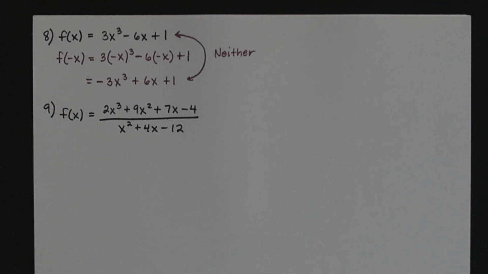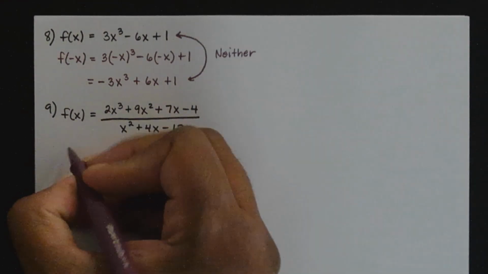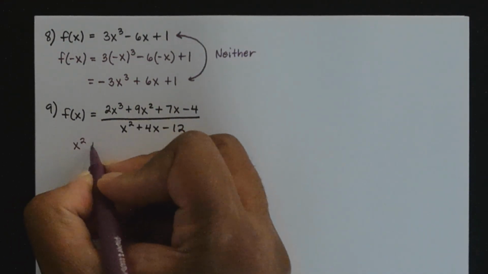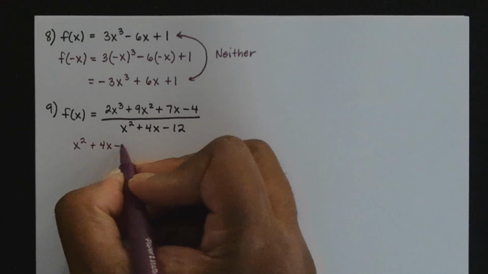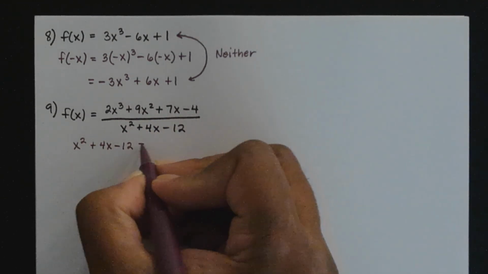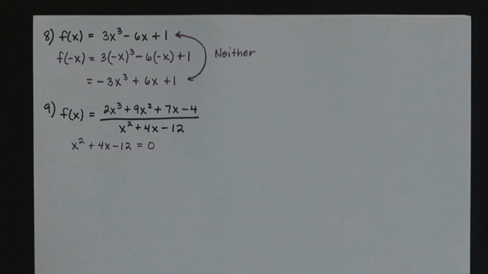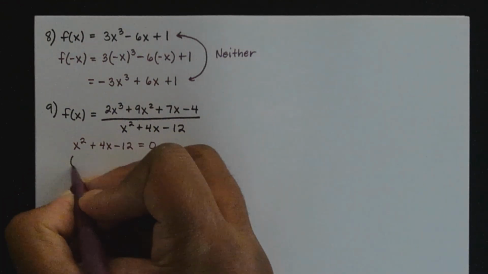So what I need to do here is take that denominator, which is x squared plus 4x minus 12. I'm going to set that equal to 0 because I want to find out what values of x would give me a 0 in the denominator. Now in this case here I do have a quadratic equation. And I believe I can take that x squared plus 4x minus 12 and factor that into two binomials.